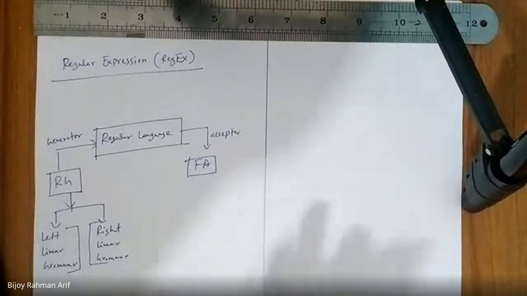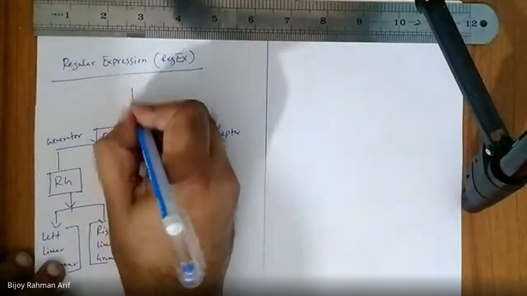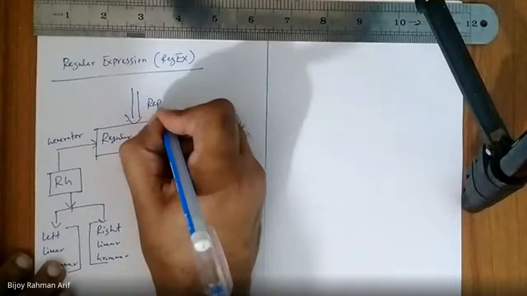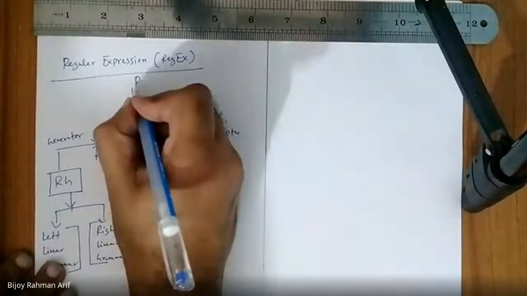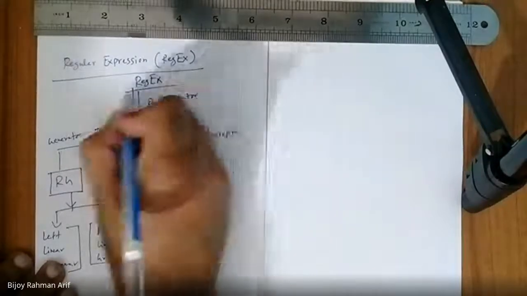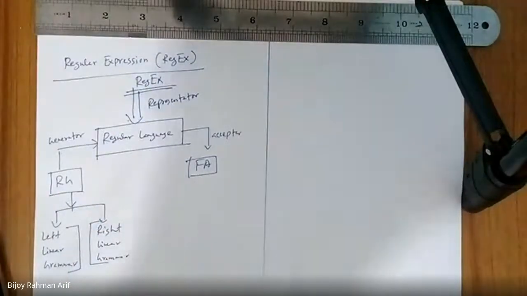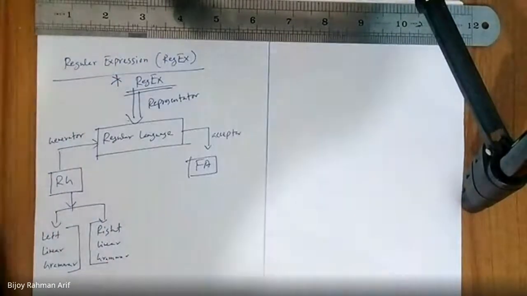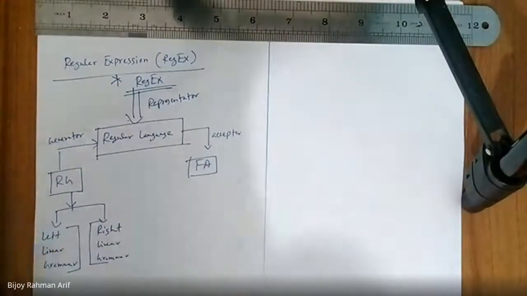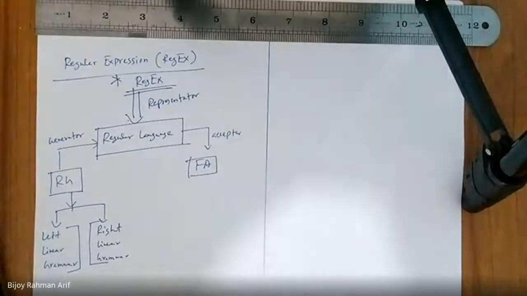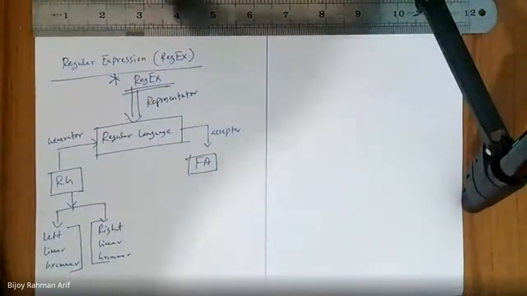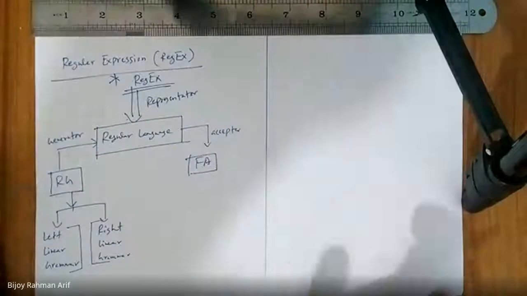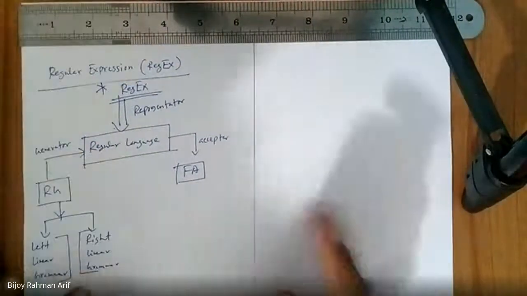Okay, only the regular language has another thing which is called a representative, and this representative is called regex, or regular expression. Did you understand? So what is the definition of regex? That is the question. Am I right? So let's take the definition.